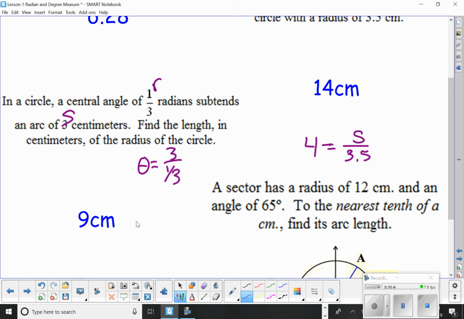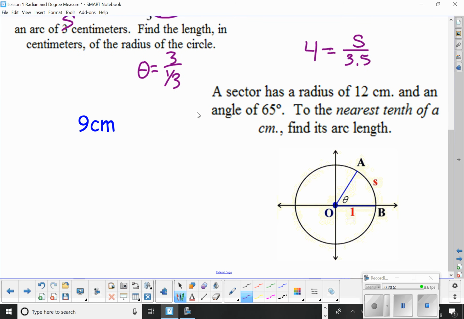Okay, remember both of these, you were given the angle in radians. What happens when you are given the angle in degrees? Uh-oh. You've got to convert. So, a sector has a radius of 12 centimeters. So, R is equal to 12. And an angle of 65 degrees. Theta is equal to 65 degrees. Ooh, but I need it in radians.